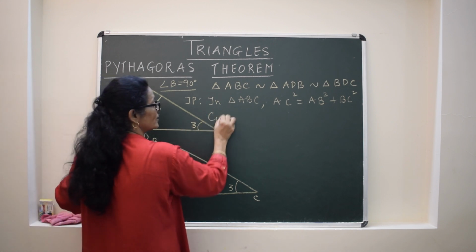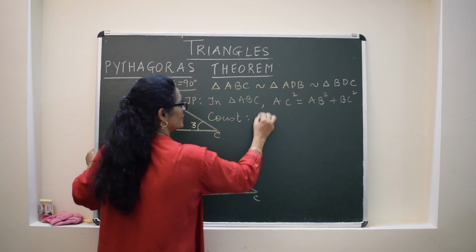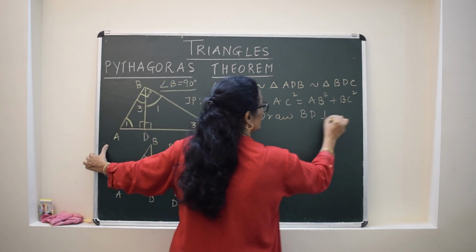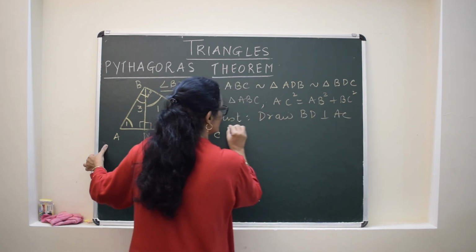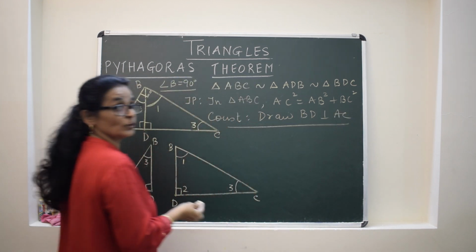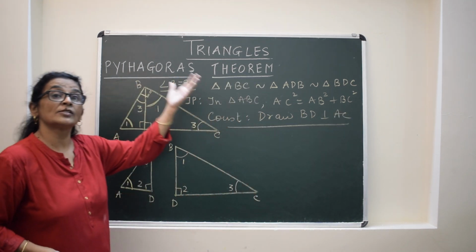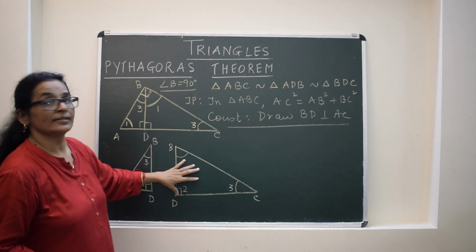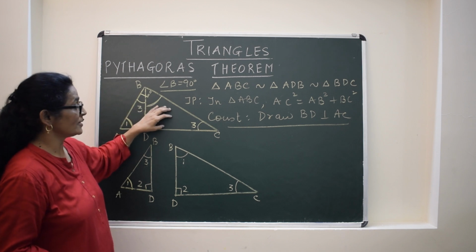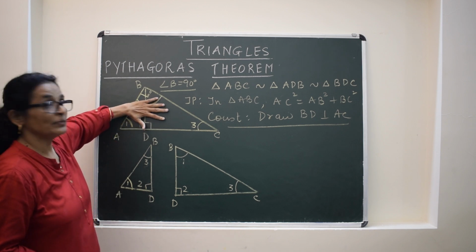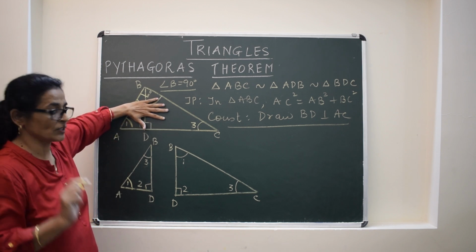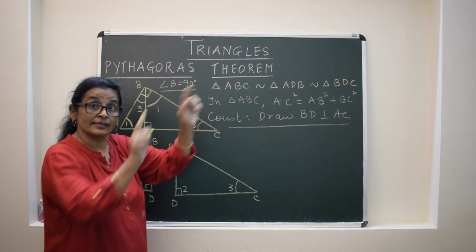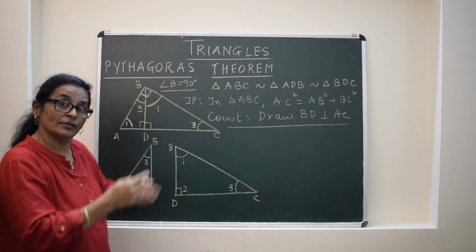So that will go in this column, construction, draw BD perpendicular to AC. Now the minute we say draw BD perpendicular to AC, it means we can use that previous theorem. And according to that theorem, these two triangles are similar to ABC and they are similar to each other. So now one set at a time we will take this. We have to write separately according to the theorem.